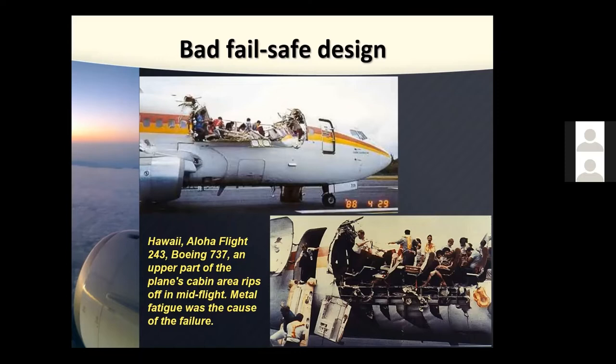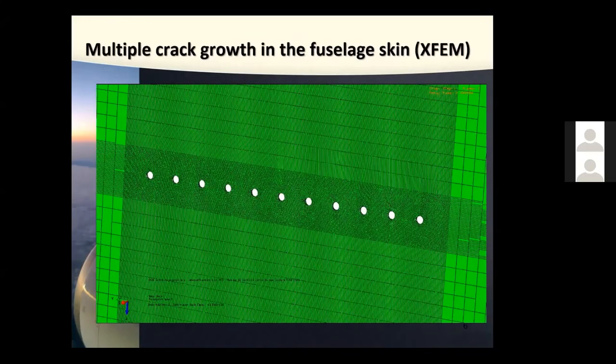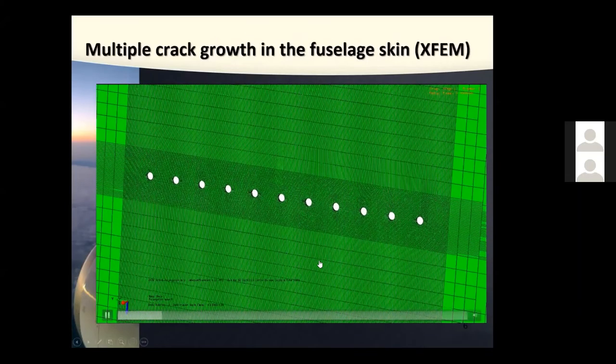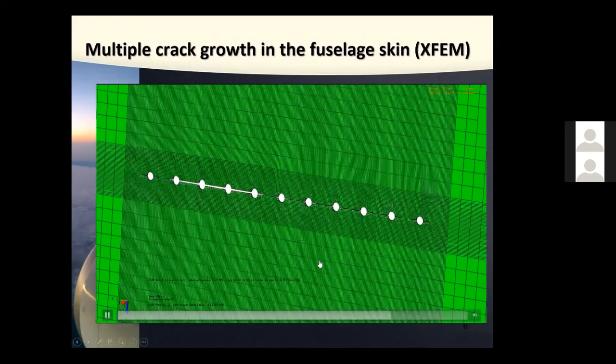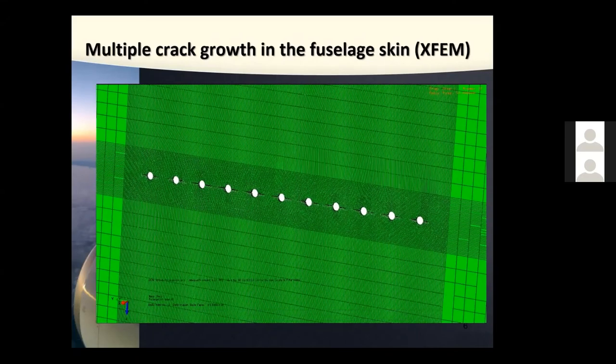This is, let's say, an example of bad fail-safe design, because a crack here on the fuselage, as I said, is allowed. And nowadays, to prevent these accidents, to prevent these catastrophic consequences, we use numerical methods and numerical simulations of crack growth. So on this next slide, you can see in this short video the simulation of the crack growth from 11 holes.